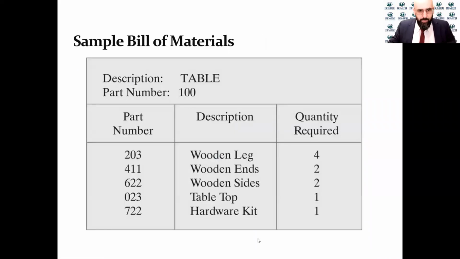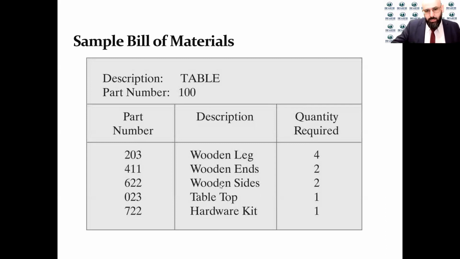You will find in this table that you have the description for this part, which is table, and we have a part number for it, which is 100. Now, moving down the table, you will find there are 5 components. To make a table, you need 4 legs, 2 ends, 2 sides, 1 top, and 1 hardware kit. And as you see, we have the part number for each of these components and the quantity required.